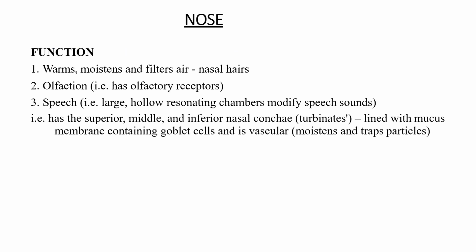So now we will see the parts of the respiratory system. The first one is the nose. What are the functions of the nose? It warms, moistens and filters the air through the nasal hairs. And olfaction, that is, the nose has olfactory receptors which house the sense of smell. And sound production or speech: the large hollow resonating chambers modify speech sounds. It has superior, middle and inferior nasal conchae or turbinates, which are lined with mucous membrane containing goblet cells and is vascular.